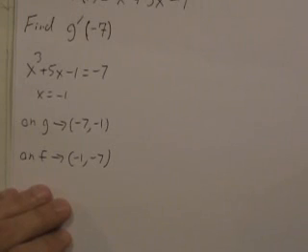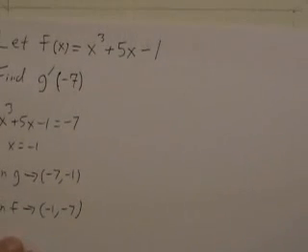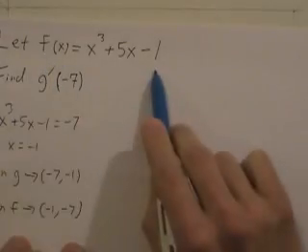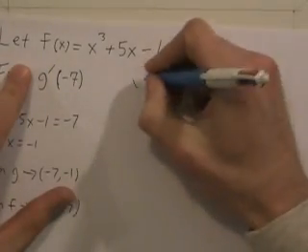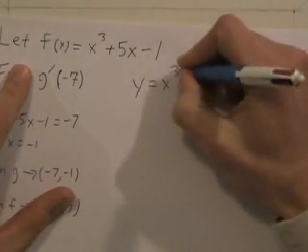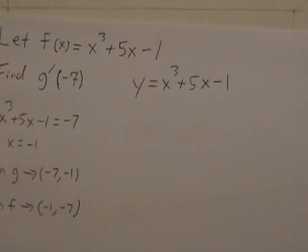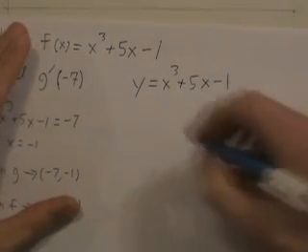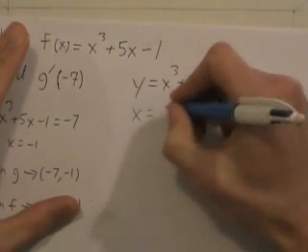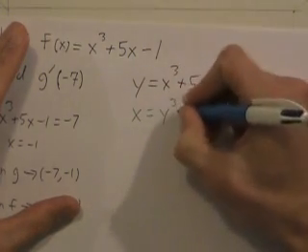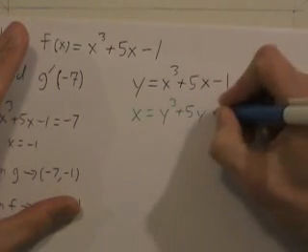So now we can proceed with method 3. Method 3 involves implicit differentiation. Instead of f of x, I'm going to write it as y equals x cubed plus 5x minus 1. In the course of finding an inverse, we would switch x and y and try to isolate y. So we're going to switch x and y: x equals y cubed plus 5y minus 1.